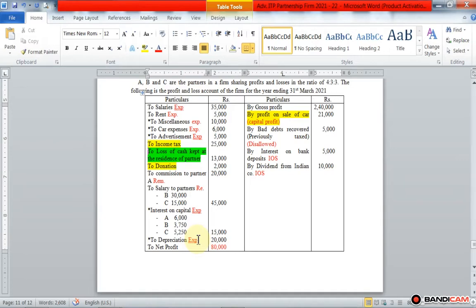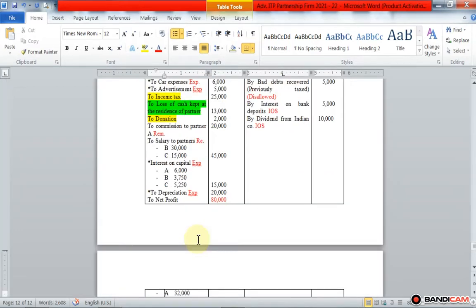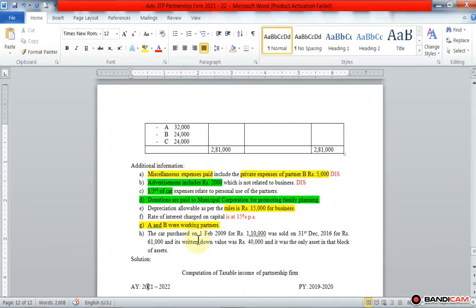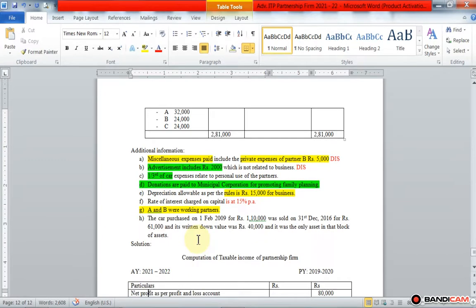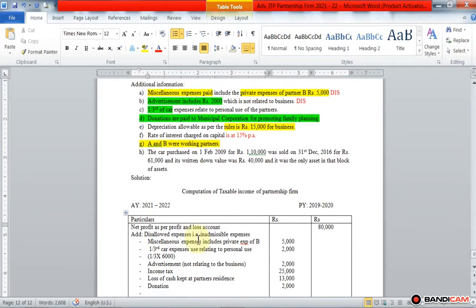Then next, commission to partner. Commission is a part of remuneration. We add this remuneration to net profit, and then we give a deduction for the working partner. Then salary to partner is also part of remuneration. Interest on capital: additional information is given on interest on capital. It means the interest on capital is charged above 12%, that is 15%. So here the rate of interest charged on partner's capital is 15% per annum. So excess interest on capital is disallowed.